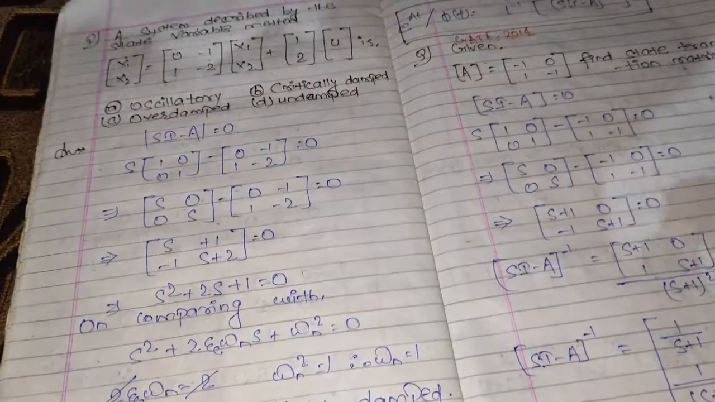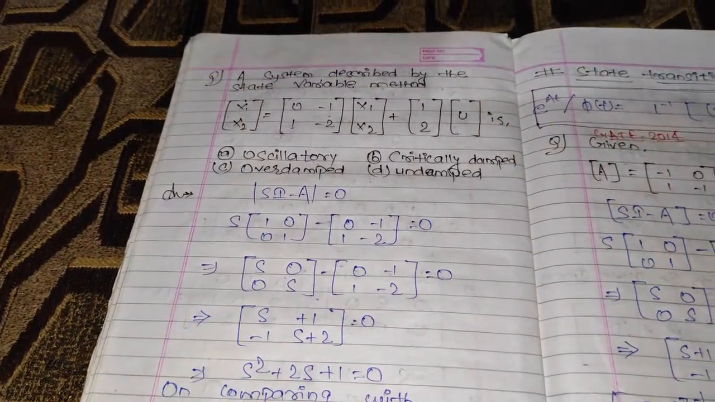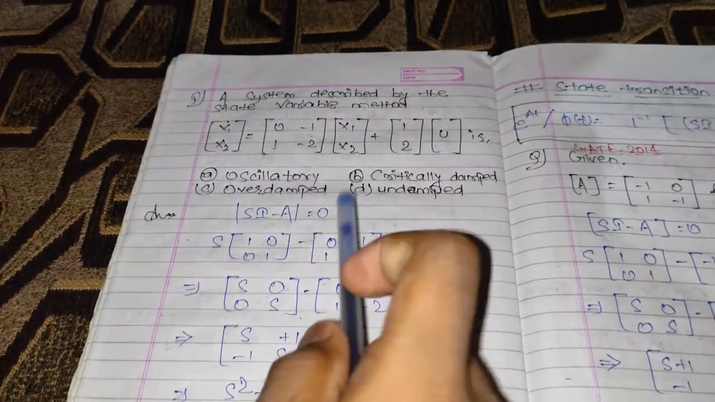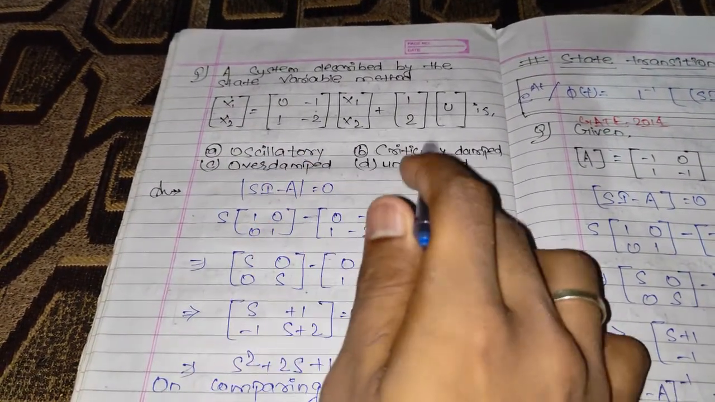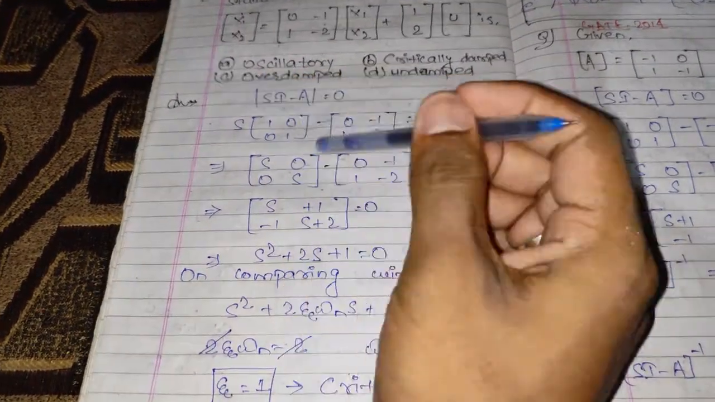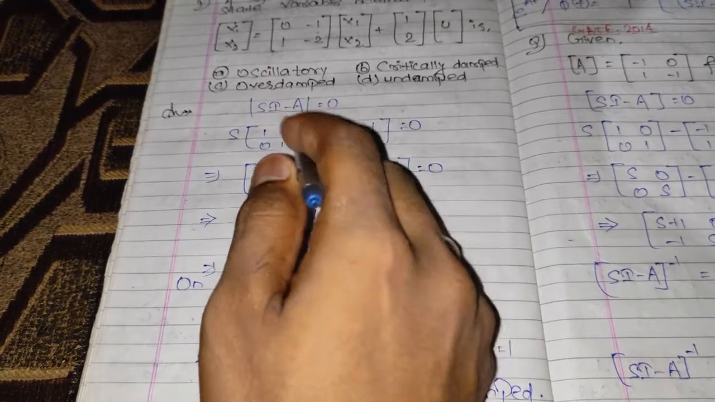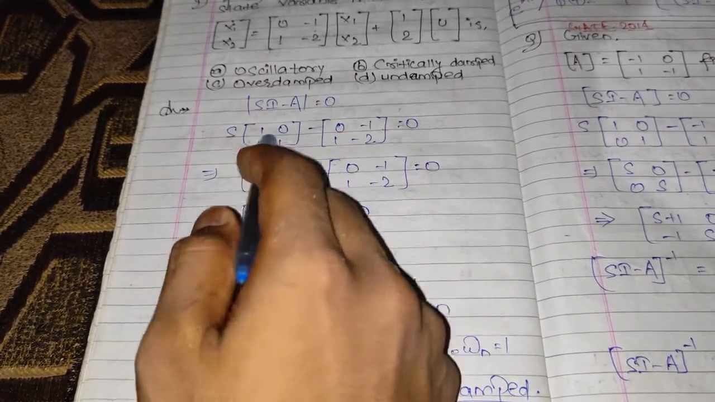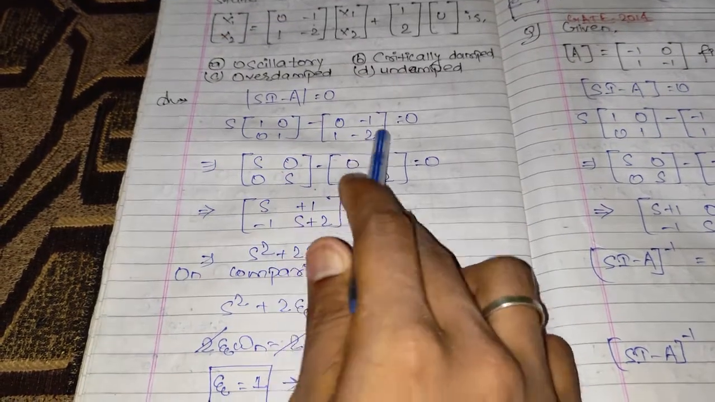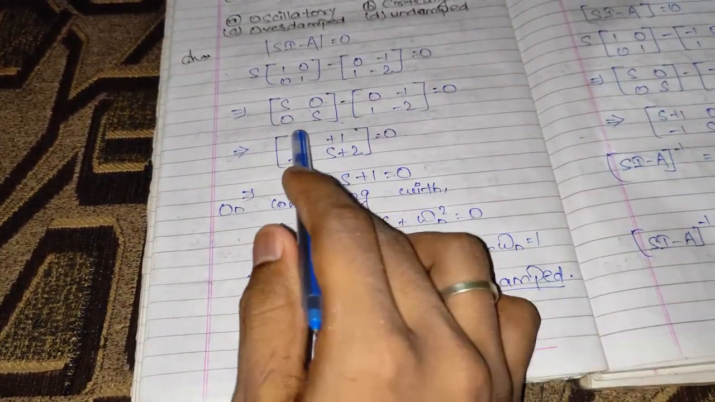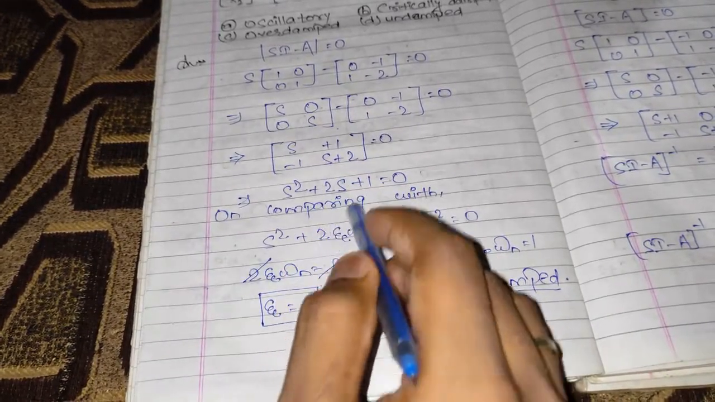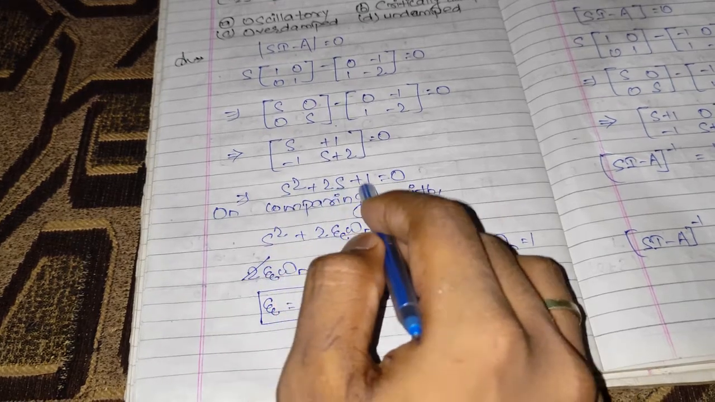Now we will see one more example. A system described by the state variable method. A system is given. Now we have to check whether it is oscillatory, critically damped, over damped or under damped. So firstly we will find the eigenvalue like this, SI minus A. We will put 1 0 0 1. A value is given from here. We will put this. Solving this we will get S plus 1 minus 1 S plus 2 equal to 0. When we solve this we get a quadratic equation like S square plus 2S plus 1 equal to 0.